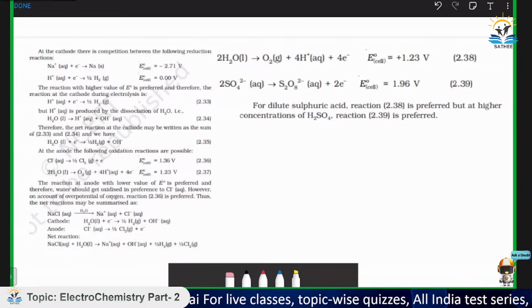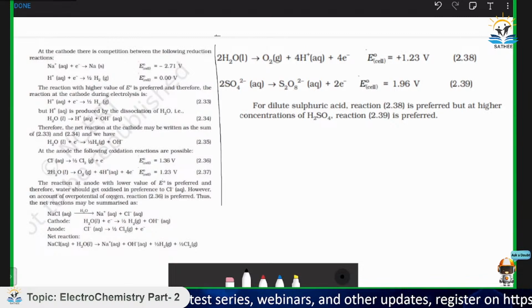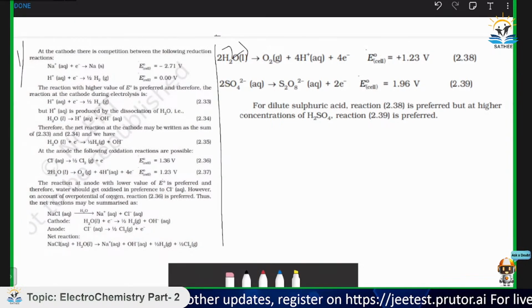So overall reaction, hydrogen will get electrolyzed, Cl minus will electrolyze. That's the below thing. You'll get H2 and Cl2. So this is one thing. This is another example of the same spot. H2SO4 key, those are the example reactions.